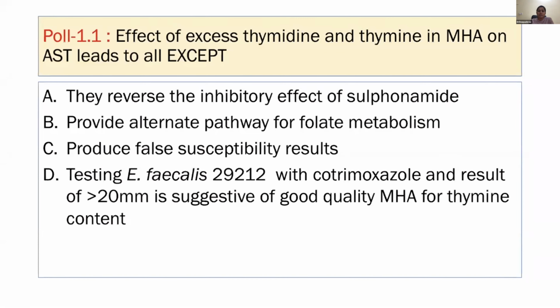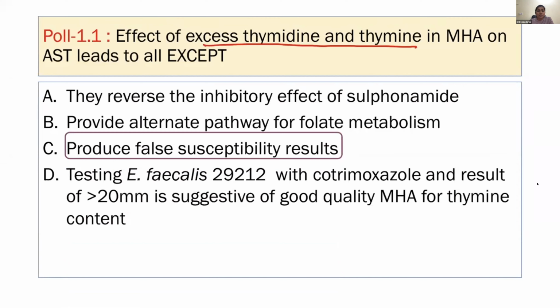Okay, so these are the results. We will discuss all these questions individually and see what the right answer is. Most of you have gone to option 3, the majority of you have answered. So we'll read the question again: excess of thymidine and thymine in Muller-Hinton agar on AST leads to all except.